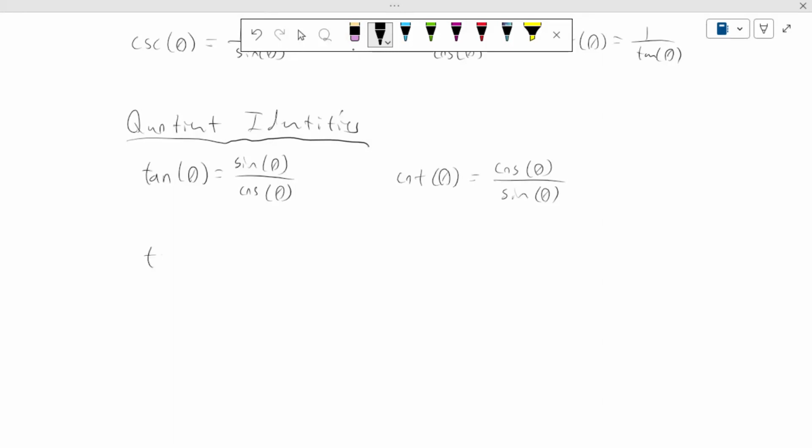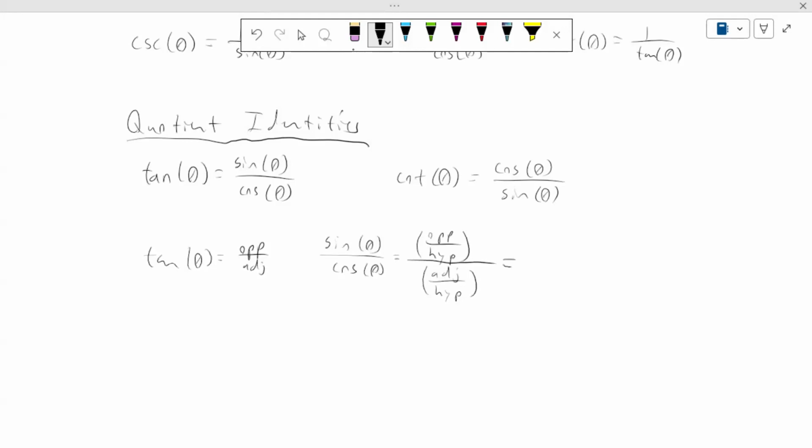So tangent of theta is equal to opposite over adjacent, according to the definition. Now sine of theta over cosine of theta. Let's see if we can simplify that. Sine of theta is equal to opposite over hypotenuse. Cosine of theta is equal to adjacent over hypotenuse. So I have a fraction divided by a fraction, okay?